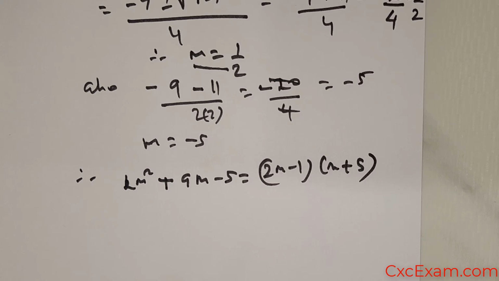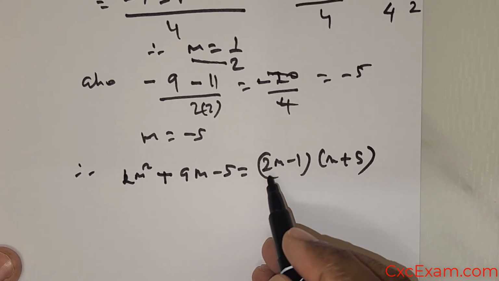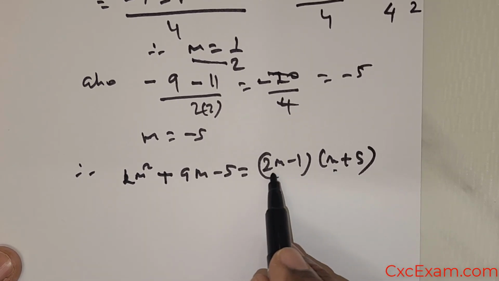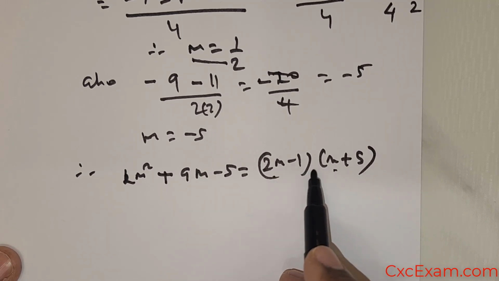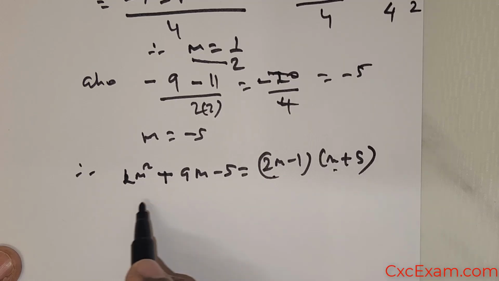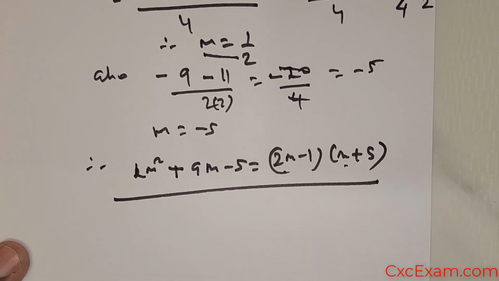Now if you want to check, you can check. See, 2 times m gives you 2m squared, 2 times 5 gives you 10, negative m, that's 9m, and negative 1 into 5 will give you negative 5. So that is the solution for this question.